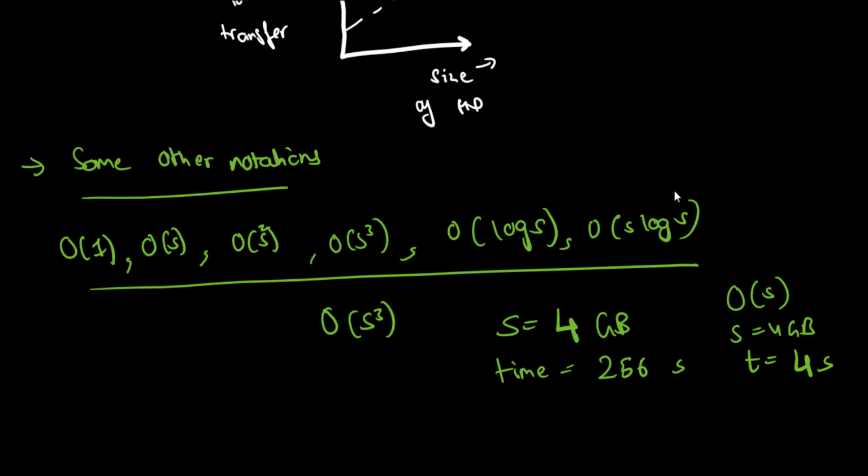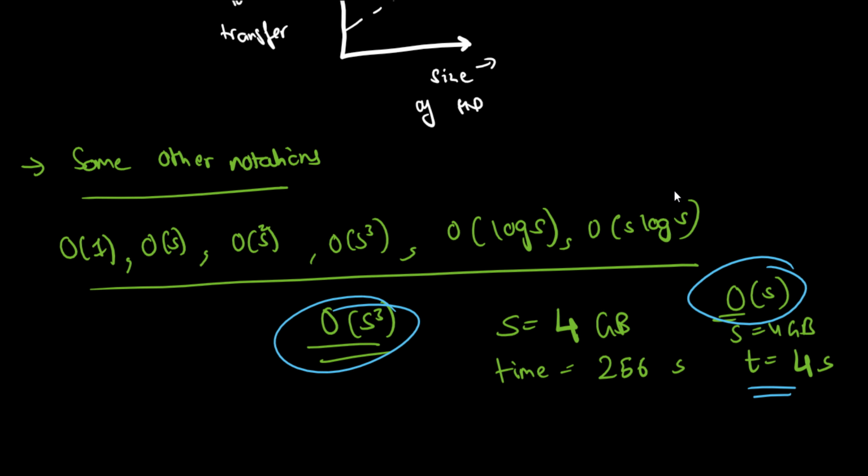So let's compare the two, order of S cube and order of S. Which one is more efficient for us? Definitely order of S, because if the size of our hard disk increases, our time taken increases linearly. So our algorithm will work for all available sizes. But order of S cube only works with small sizes, like 1 GB or 0.5 GB. But an algorithm with order of S time complexity works with almost every hard disk size. And what can be the better option for this? The better option can be order of log S.